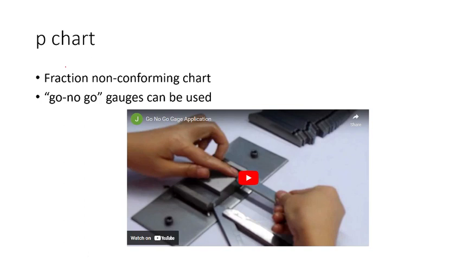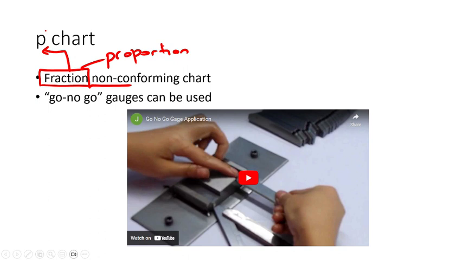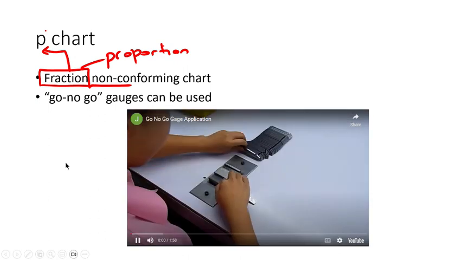P-charts means that we look for fraction. So this one is very important. That fraction, P, means actually proportion or fraction. So you can say a fraction chart. Generally you can use go and no-go gates. Let me show you how it works.